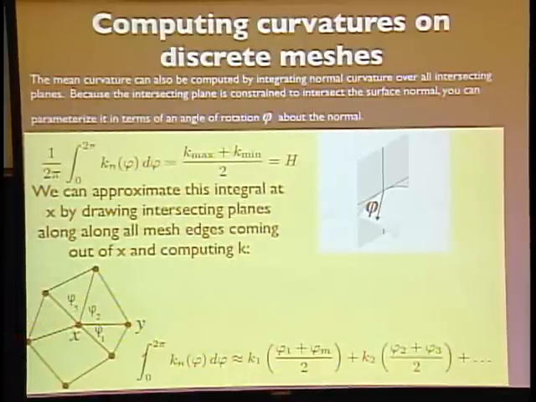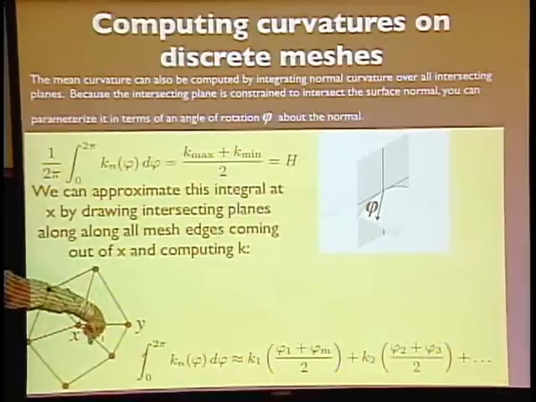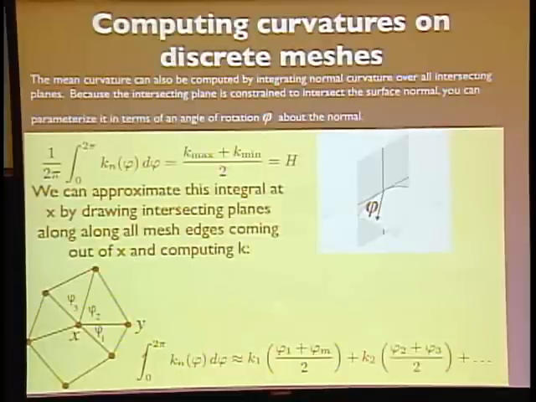Or, as an approximation, I can just have a plane that goes through the surface normal at the point and through each one of these mesh edges. Boom, boom. And I can approximate the normal curvatures that way. Basically take the maximum and minimum of that as the principal curvatures.